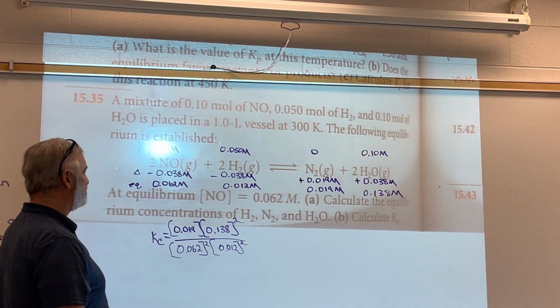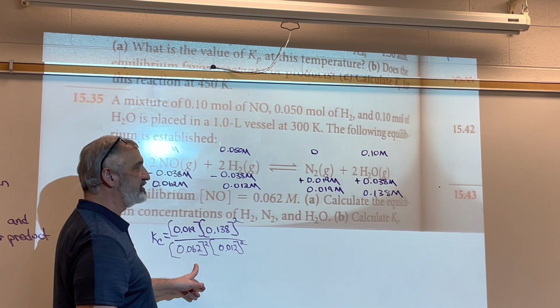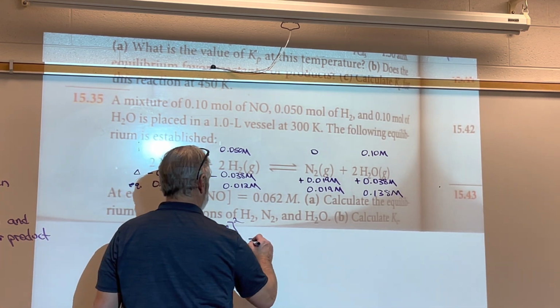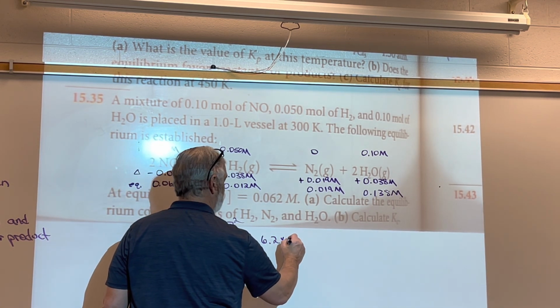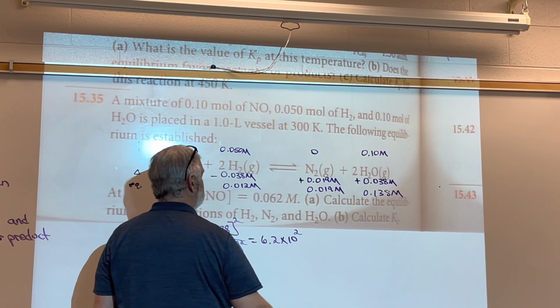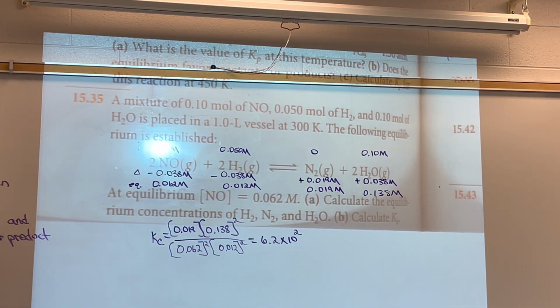6.196 times 6. Okay, so actually just 2 sig figs, so 6.2 times 10 to the 7, positive 2. Yes, it is. Does somebody agree with that number?